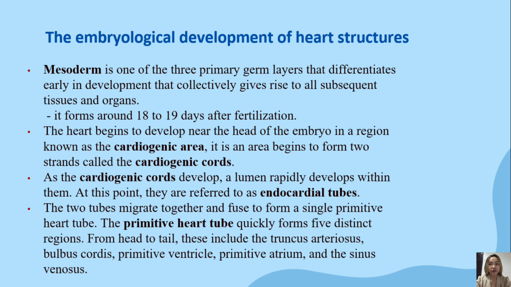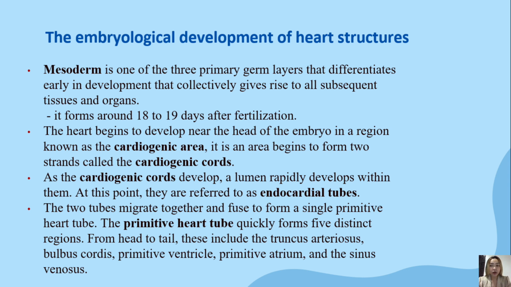The heart forms from an embryonic tissue called mesoderm, one of the 3 primary germ layers that differentiate early in development and collectively give rise to all subsequent tissues and organs, and it forms around 18 to 19 days after fertilization. The heart begins to develop near the head of the embryo in a region known as the cardiogenic area. In this area, 2 strands begin to form, called the cardiogenic cords.